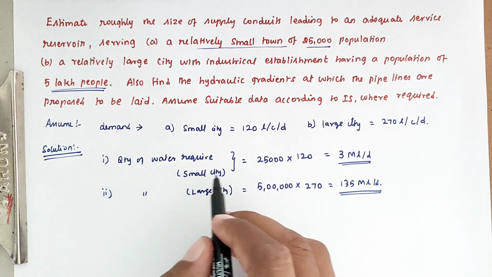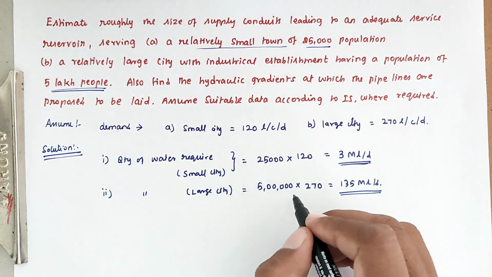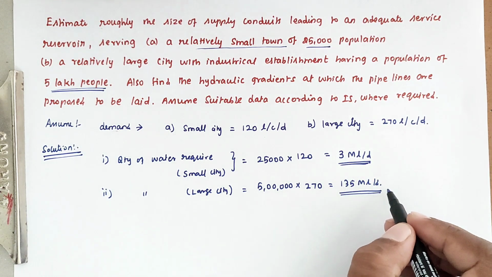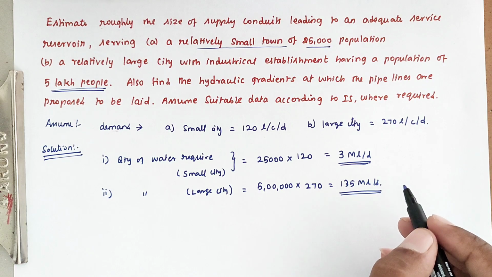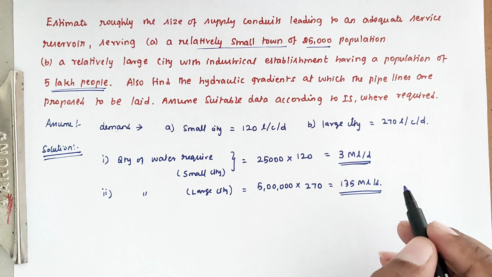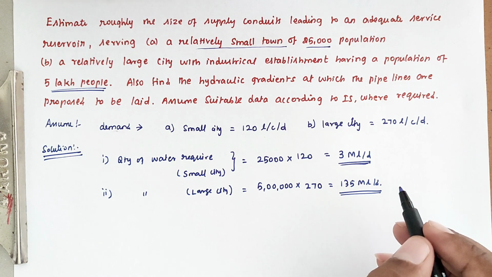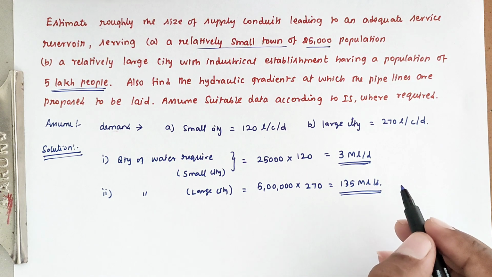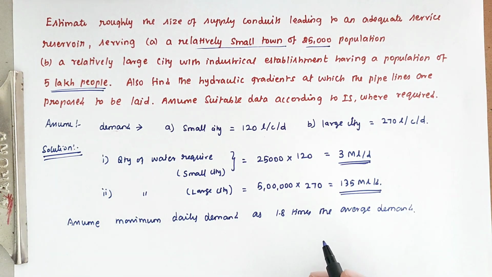For example, in the small city, on a Sunday the consumption is more. But if we take the industrial establishment of 135 million liters per day, on Sunday the consumption will be low because every industry is on leave on Sundays. So likewise we have to find the daily maximum demand using the average. Now assume the maximum daily demand as 1.8 times the average demand. The first one is the small city.